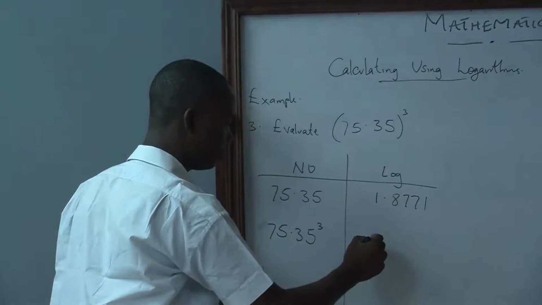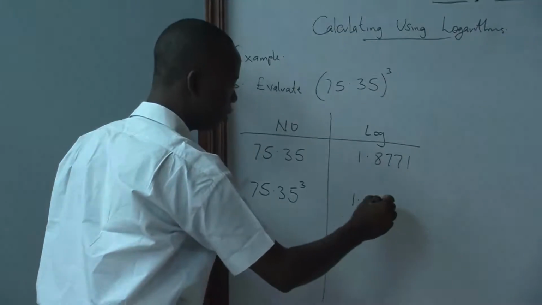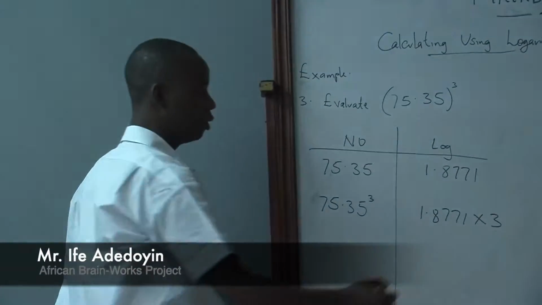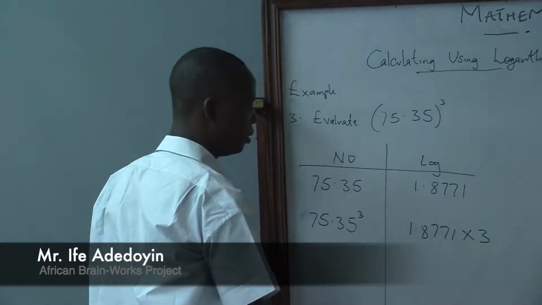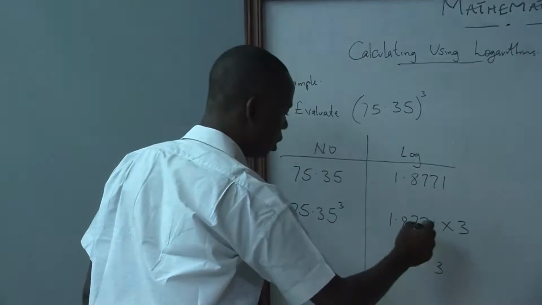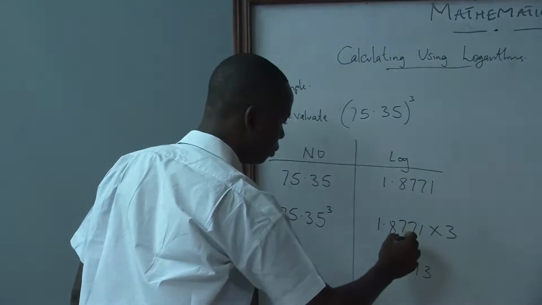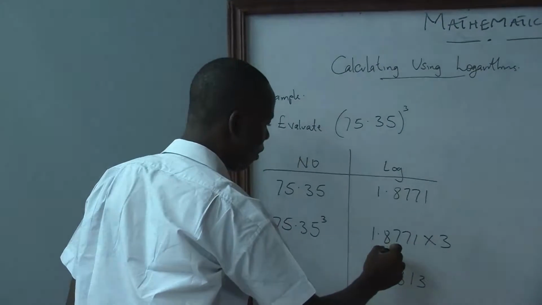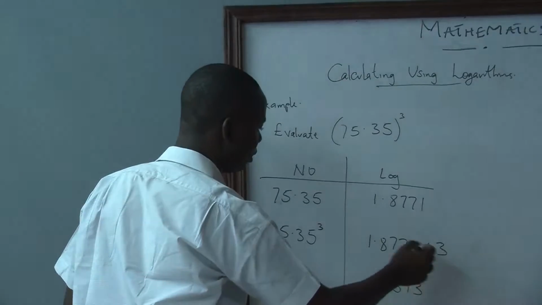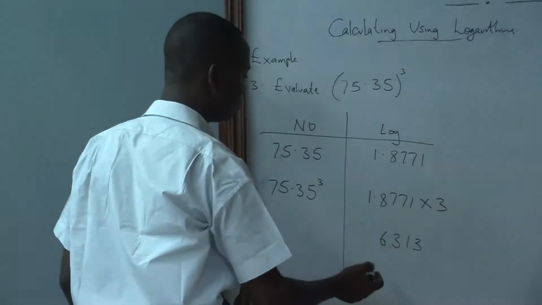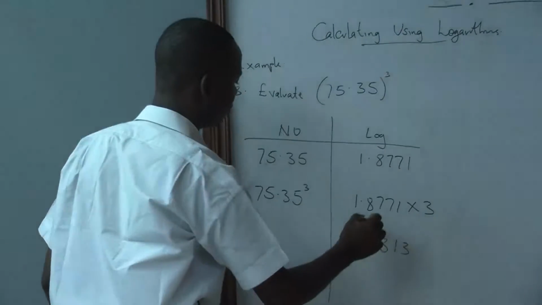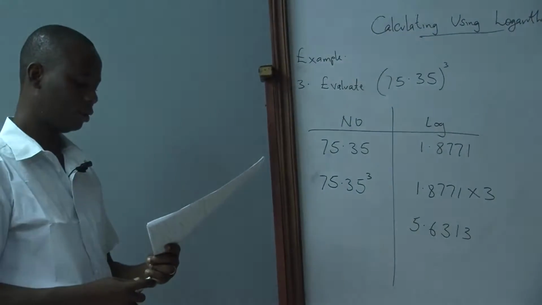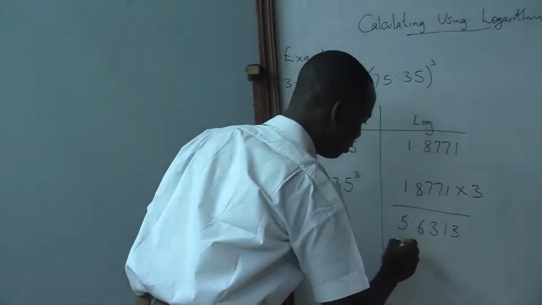Since we have the log here, what we just need to do is take the log, multiply that by the power 3. So this will be 3 times what we have here. That will give us 3, 21, 1, 21, 3, 24, 6, 3 plus 2, 5. So we have 3.6313. That's what we have when we multiply that.